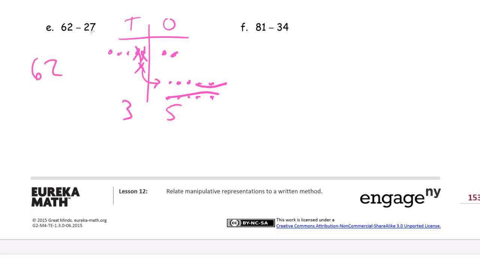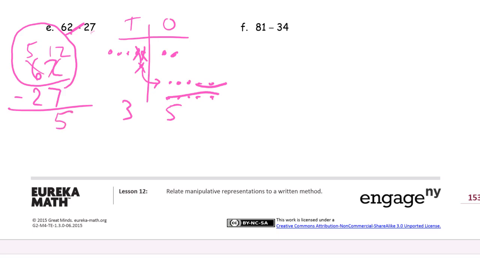62 minus 27. Big circle up here, so I got plenty of room above. Just like here, I have to unbundle a 10. That gives me 5 tens left. And this 2, I won't have 2 ones anymore, now I'll have 12 ones. And now I can subtract 12 minus 7. That's 5, and 5 minus 2, that's 3, 35, and there we go.